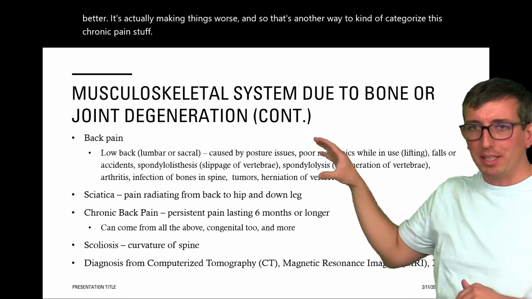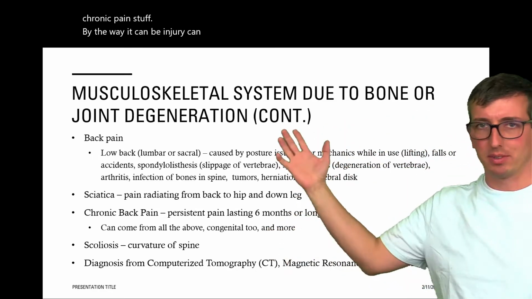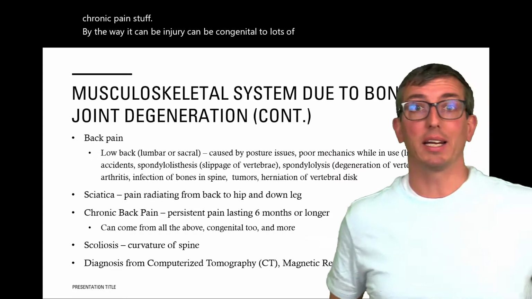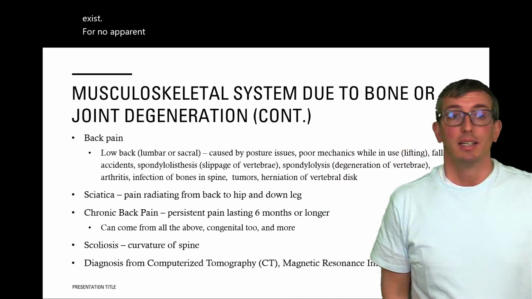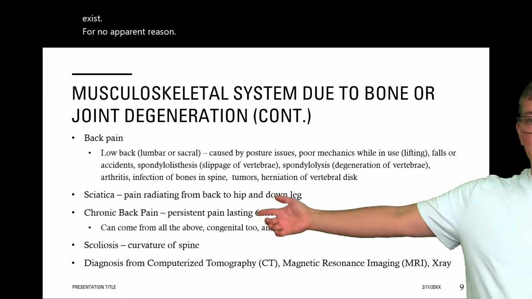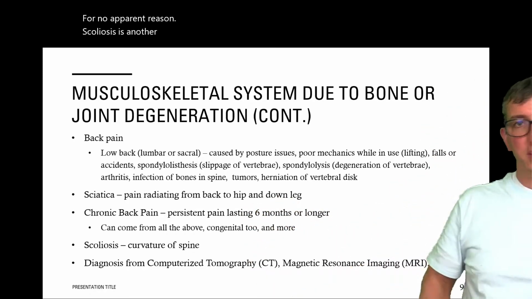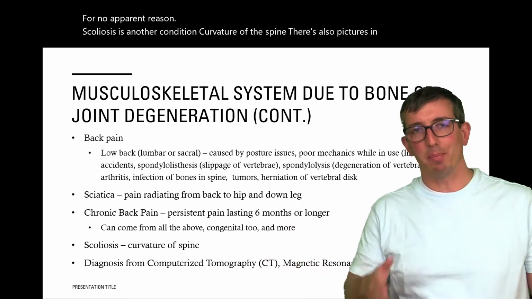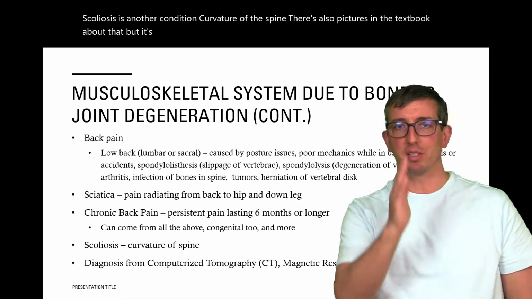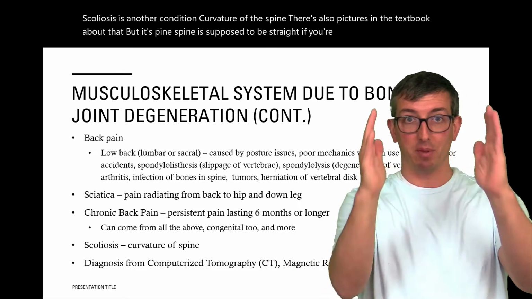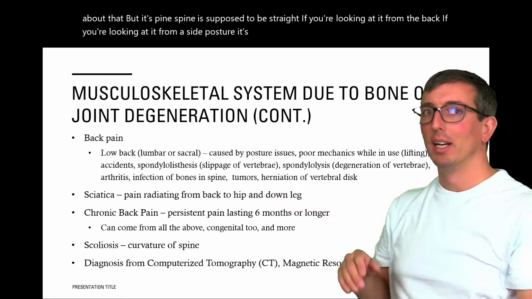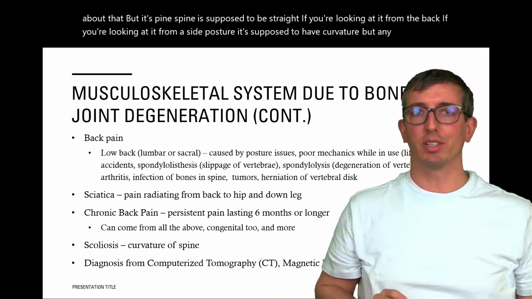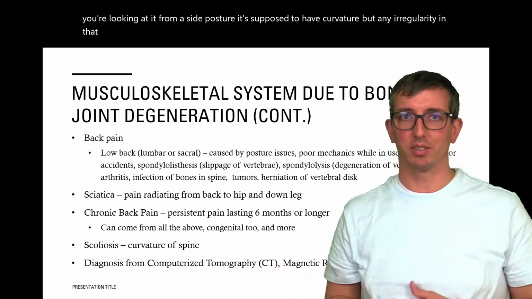By the way, it can be injury, it can be congenital too. Lots of different reasons for pain. It can just exist for no apparent reason. Scoliosis is another condition, curvature of the spine. There are also pictures in the textbook about that. The spine is supposed to be straight if you're looking at it from the back. If you're looking at it from a side posture, it's supposed to have curvature, but any irregularity in that curvature is considered scoliosis.